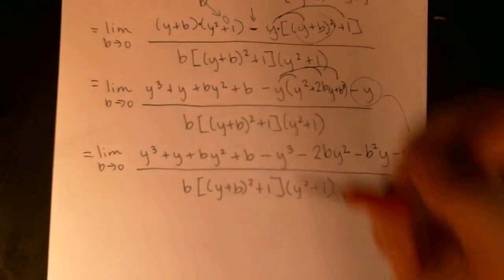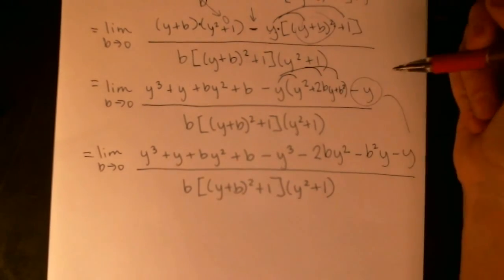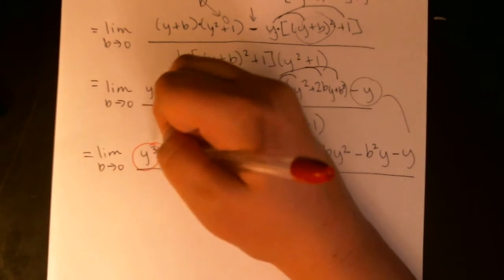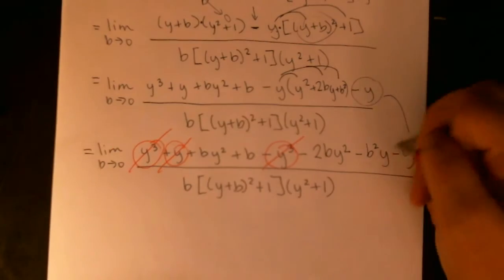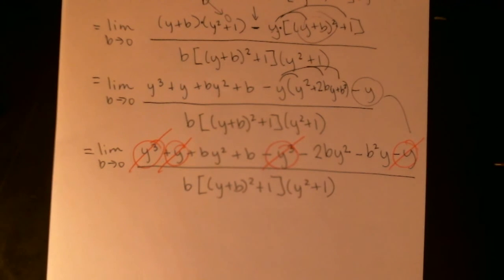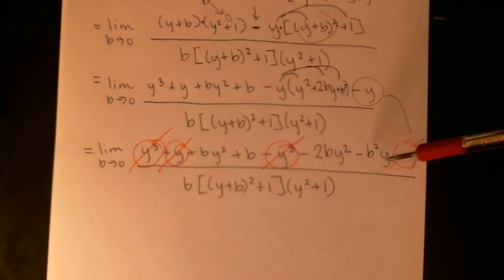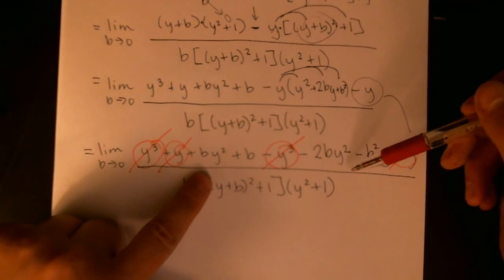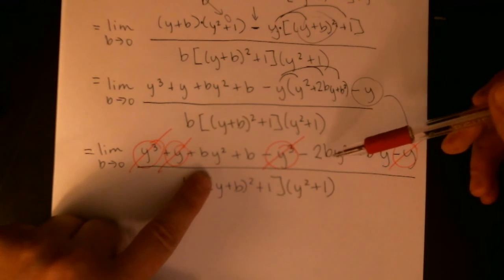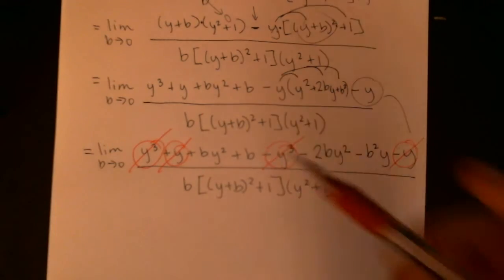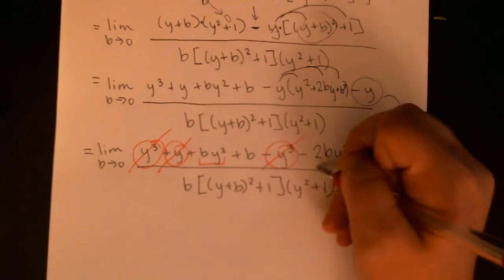This will be gratifying. Now that I've had to write it all out, I can start getting rid of things. So I notice that there's a y cubed and a negative y cubed. That's going to add up to 0, so that drops out. There's a y and a negative y. These two are actually like terms. There's a by squared and a negative 2by squared. So we can combine those, but they don't actually go away.